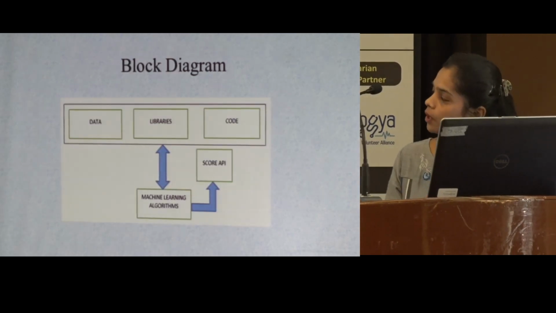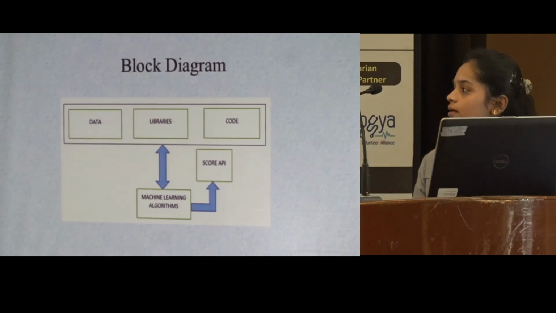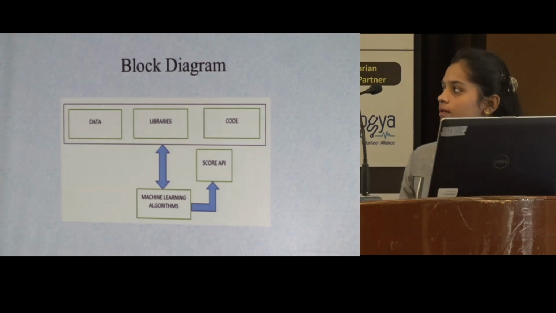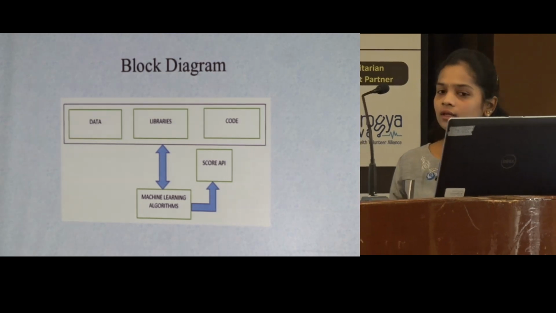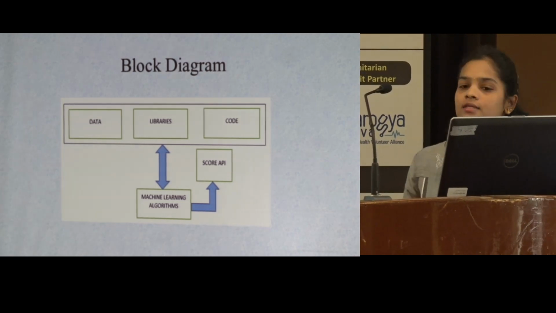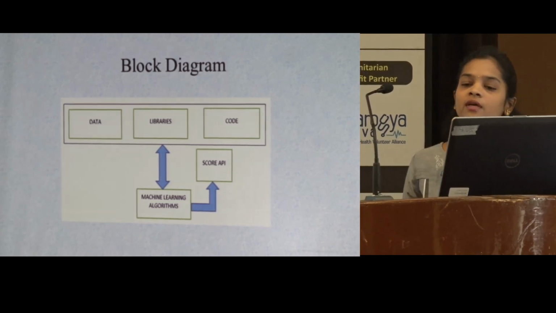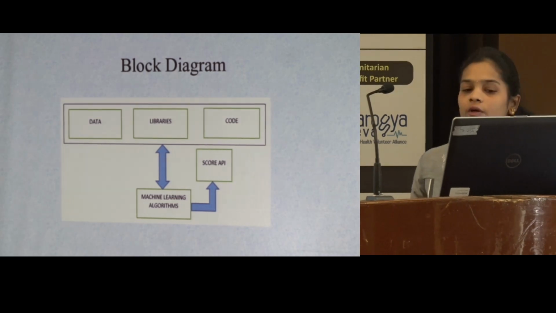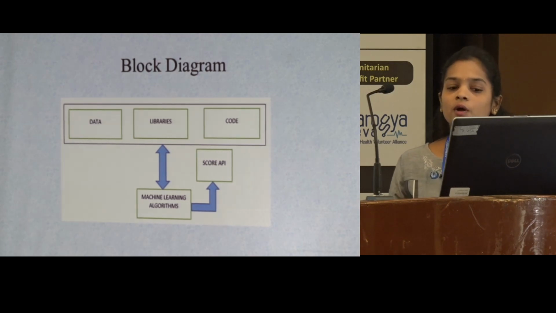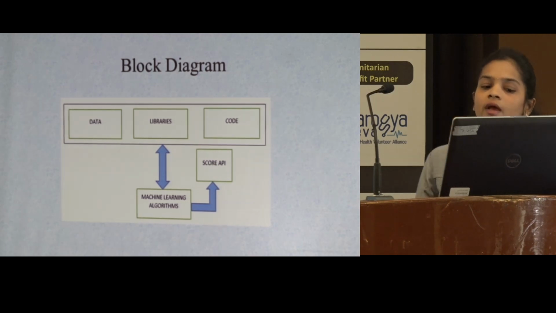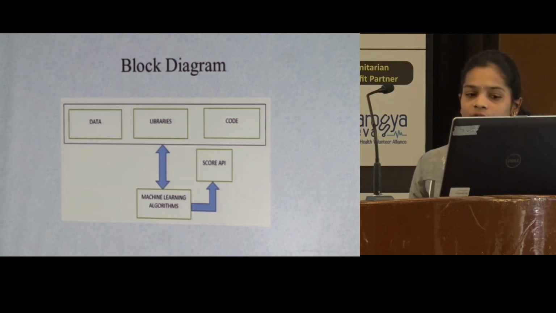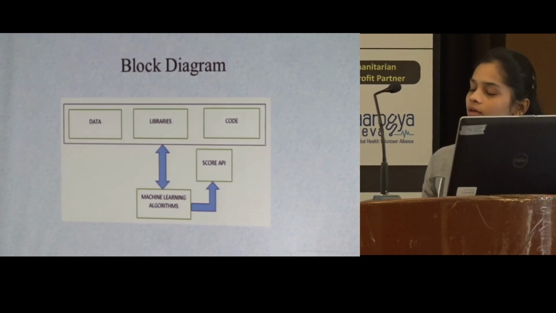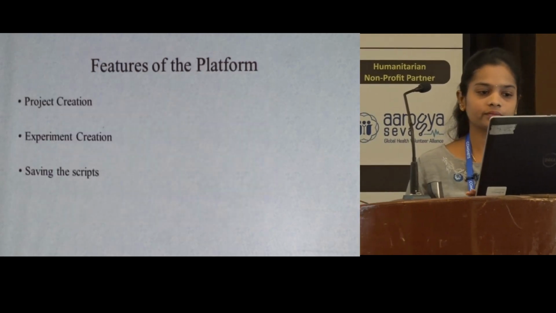Here is a small block diagram. As I already mentioned, it is a multi-layer structure. One layer of the workbench has been projected over here: data, libraries, and code. A single layer containing the data, libraries, and code. As I mentioned, the data contains the clinical data. The libraries are predefined libraries which can be used as part of the machine learning algorithms without any modifications. The code means all the supporting header files come under the code. The machine learning algorithms will interact with the layer of data, libraries, and code, and can be scored through the score API.